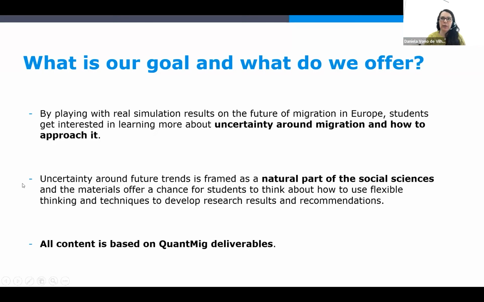We use lots of mathematics. It's also very useful for math teachers at schools. They can use these materials, and they were very happy to test this for us. But it can also be used in different subjects. And what we also want to do is to frame uncertainty around future trends as a natural part of social science, so that students can learn how to think about uncertainty.